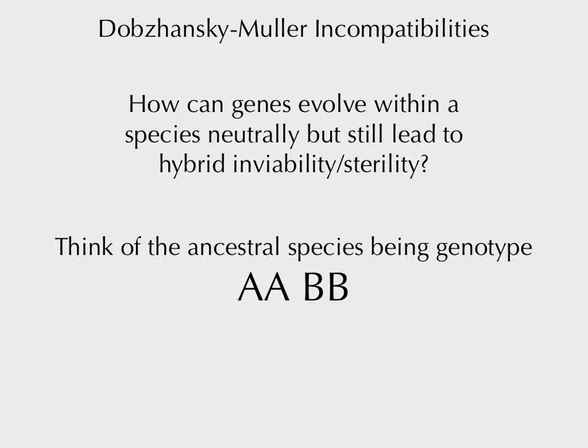So, Dobzhansky-Muller incompatibilities. Okay. How does inviability or sterility evolve? Think about how that selection works, right? Am I going to have selection for an allele that causes me to have inviable offspring? No. Right? It could drift to fixation, but it's a pretty high fitness cost for the drift to fixation. So then how do I have these appear, right? How do I have some separation result in two species that can't reproduce anymore?